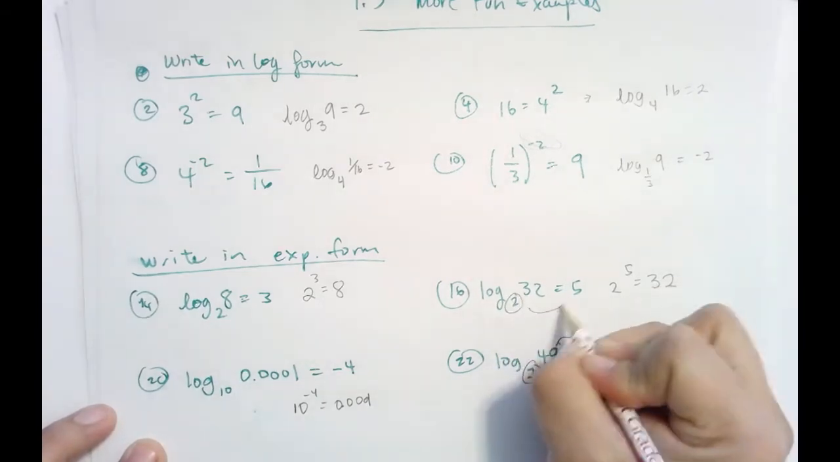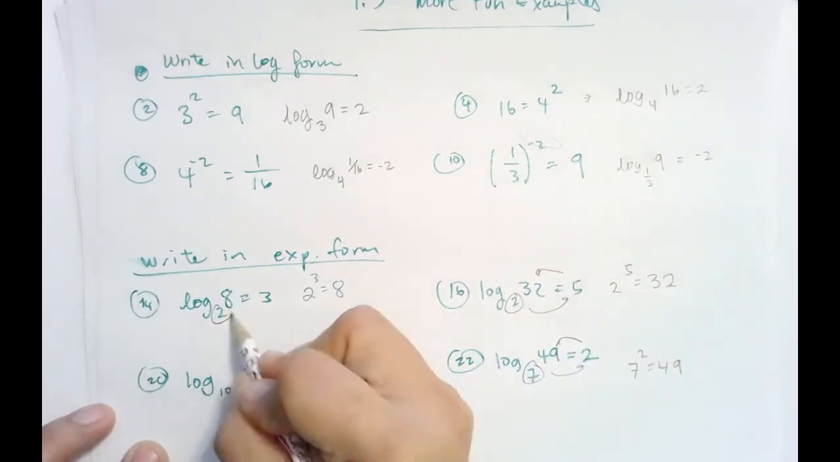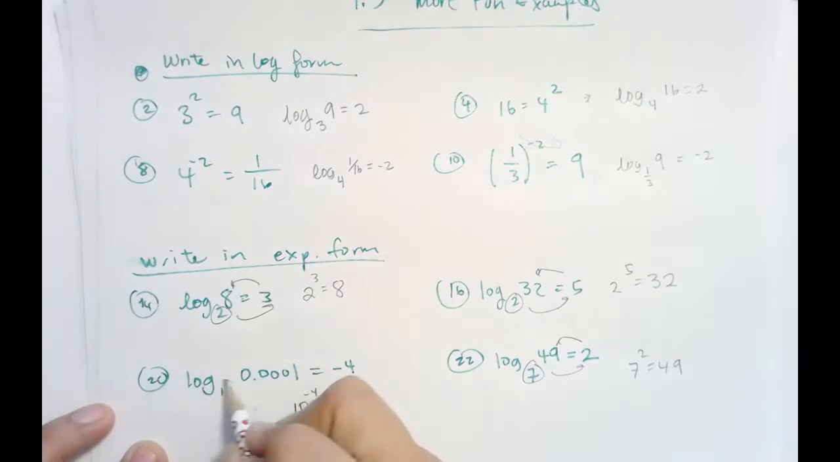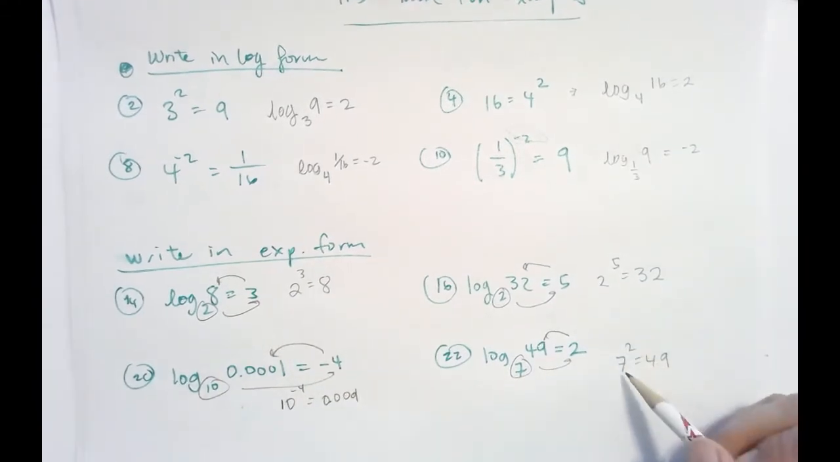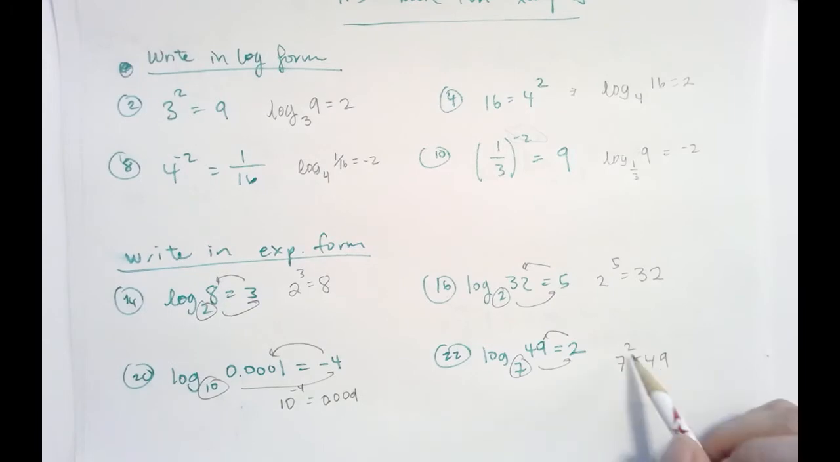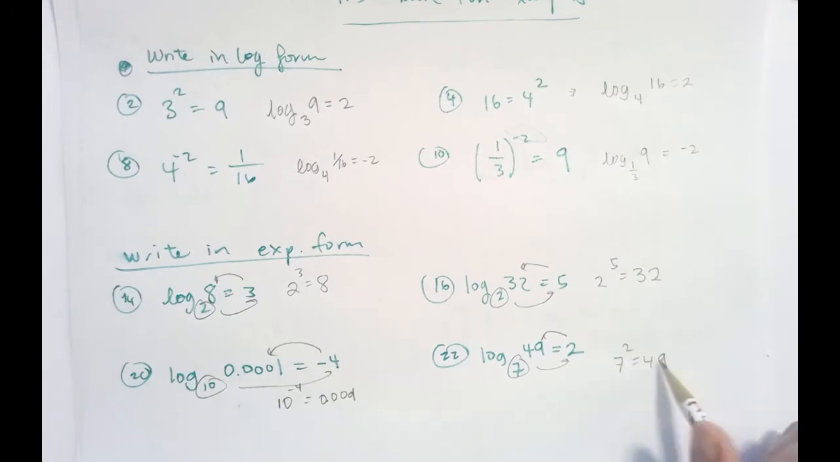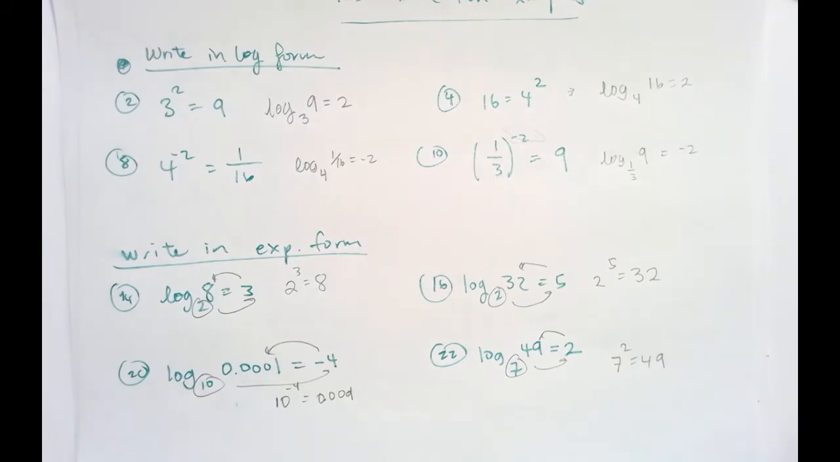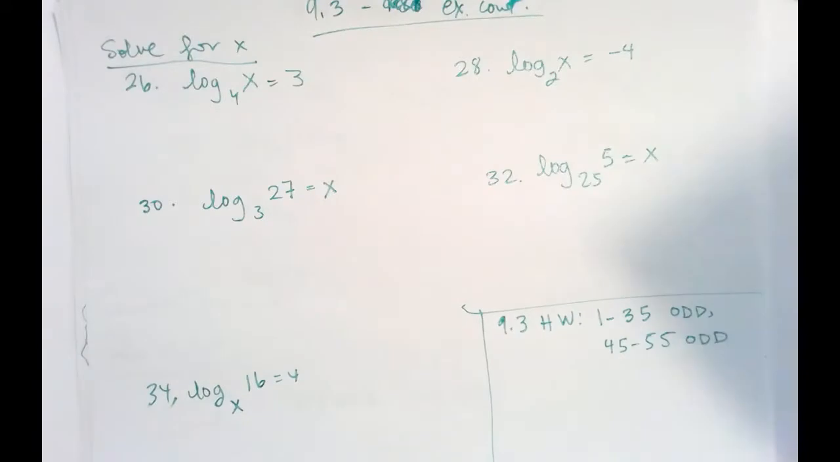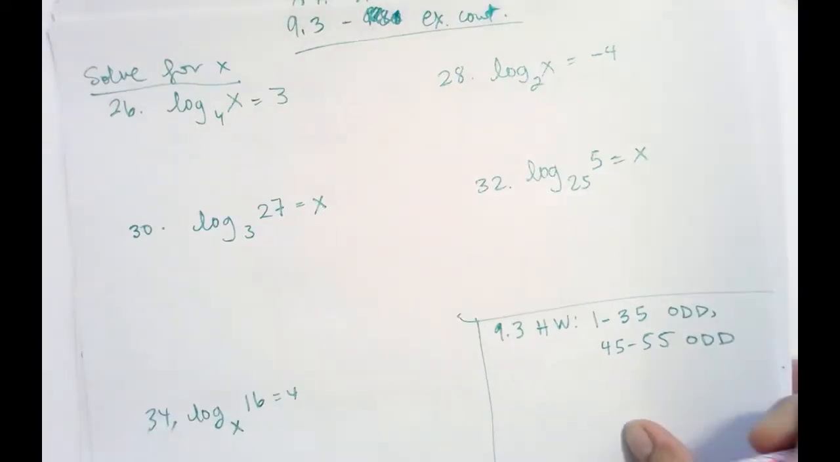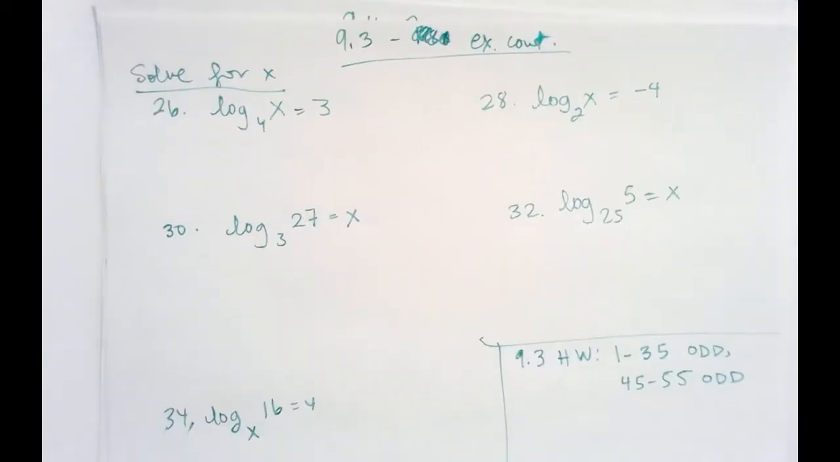A lot of these numerical answers are pretty easy to check, right? When they're simple like that, because if you get something like 7 to the 49th power is equal to 2, we know that's obviously false. So we know we wrote something incorrectly, okay? Great. Let's move on. We can use these properties to solve for x now, okay?